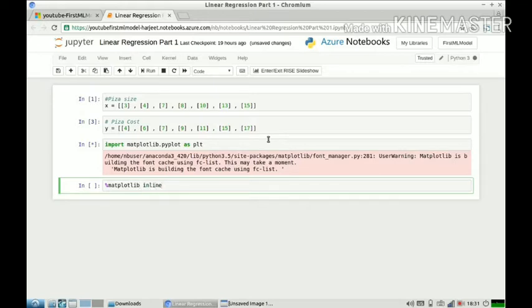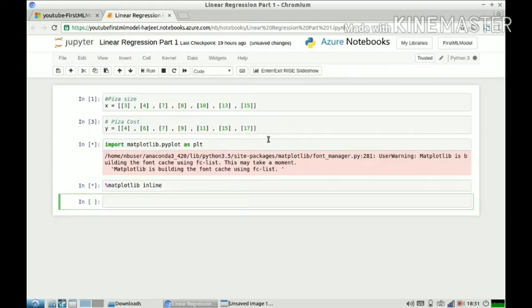Now to see our images within this notebook, we have to call this inline magic function from Matplotlib. Let's call it. Okay, the star means here that this command is still running. So our server is still running this command, and after this command is complete, the next command will be automatically started. So let us wait for a few seconds. Okay, this is done. Cool.